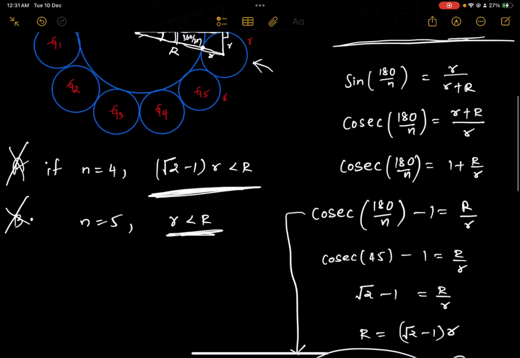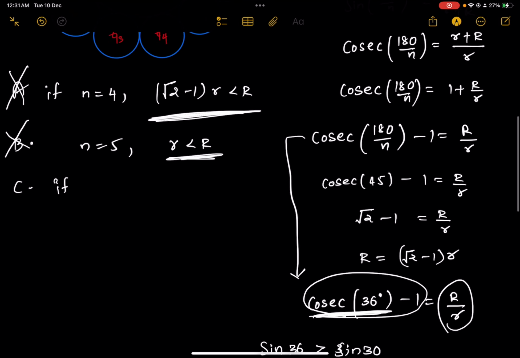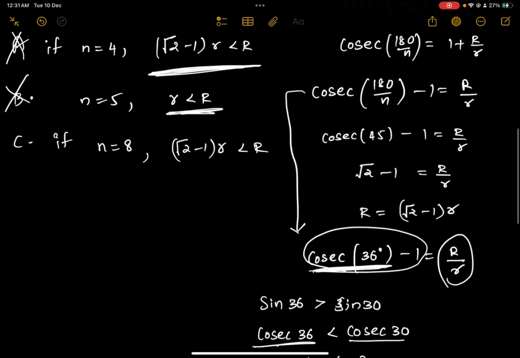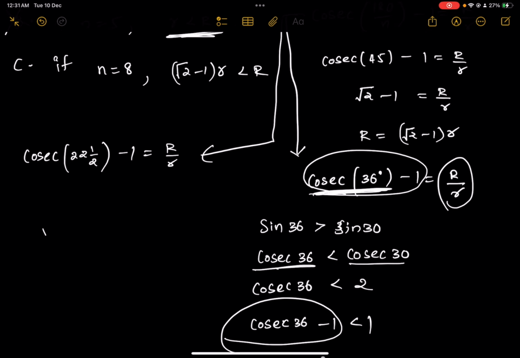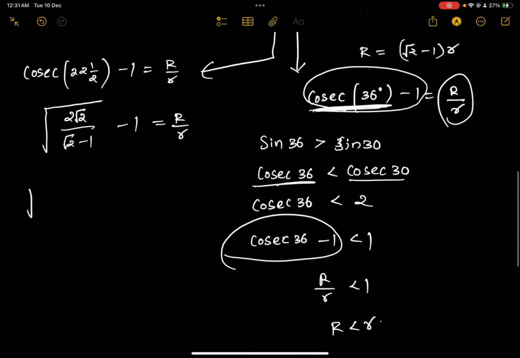Option C says if n is equal to 8, root 2 minus 1 times r is less than R. Let us put n is equal to 8 in this. So that will be cosecant of 180 by 8, which is 22.5, minus 1, is equal to R upon r. What is cosecant 22.5? Sine 22.5 is root of root 2 minus 1 by 2 root 2. That gives cosecant 22.5.